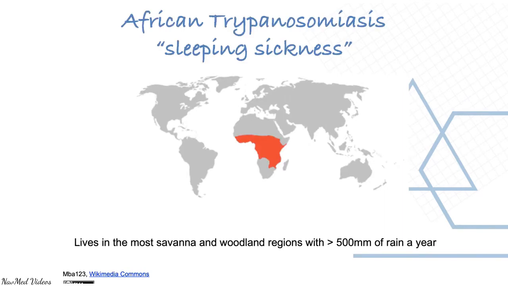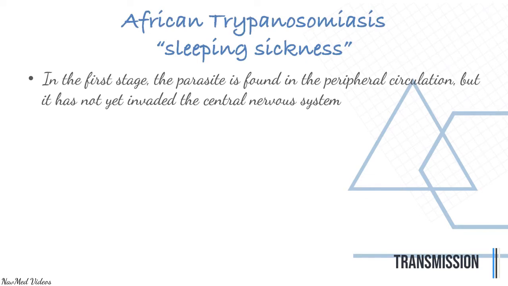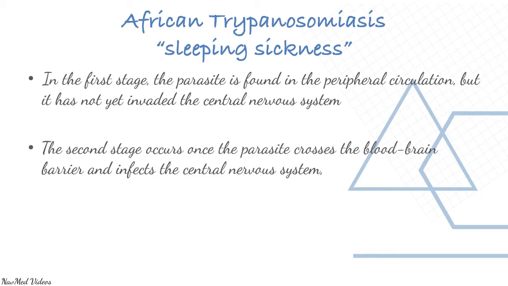Now, this is the geographical distribution of African trypanosomiasis. It lives in most savanna and woodland regions with more than 500 millimeters of rain a year. In the first stage, the parasite is found in the peripheral circulation, but it has not yet invaded the central nervous system. The second stage occurs once the parasite crosses the blood-brain barrier and infects the central nervous system.